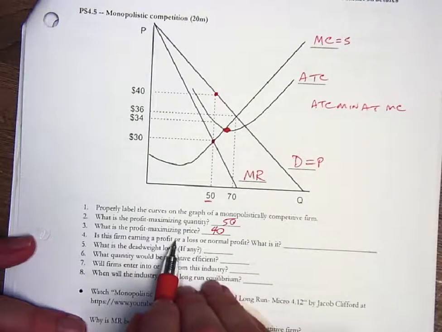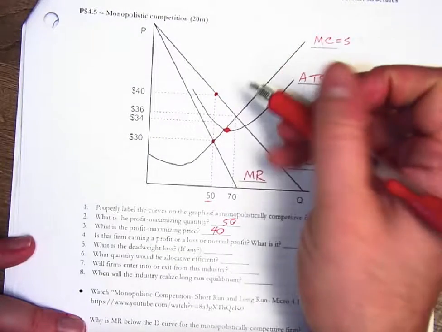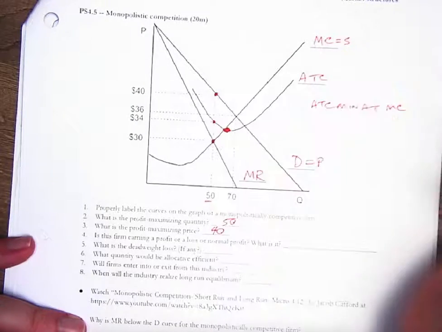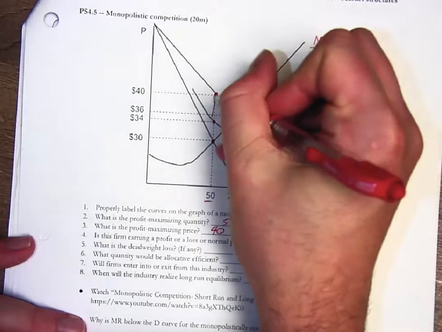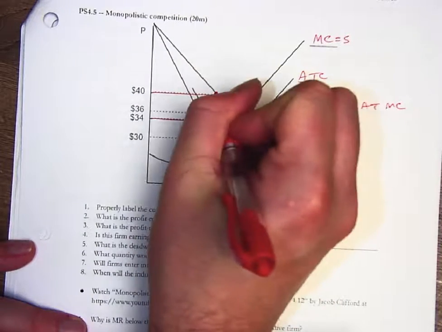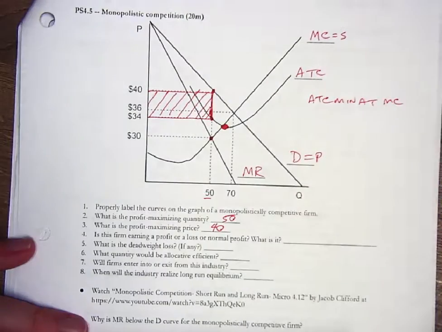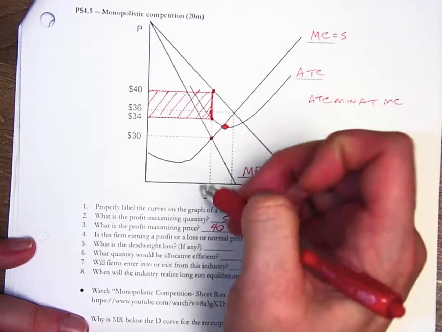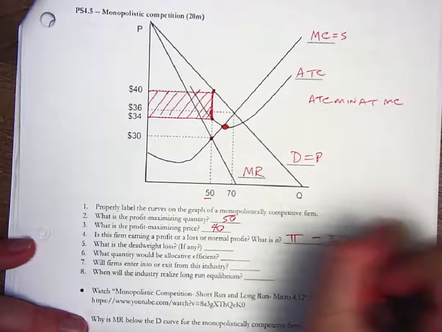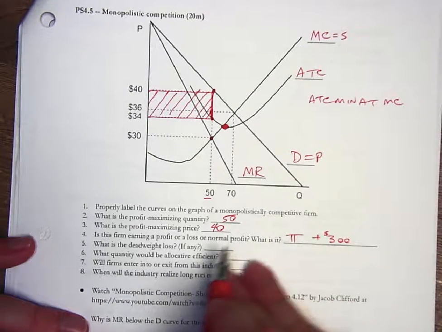Is the firm earning a profit, a loss, or normal, and what is it? So now with MR equals MC, we know the price is 40, and we compare to the ATC, which is only 34. So the amount of profit is this rectangle. And so that's 6 down times 50 is 300. So we're going to say profit, and it's $300.